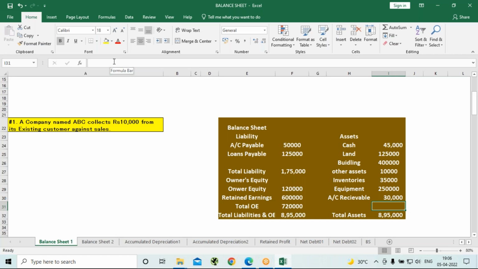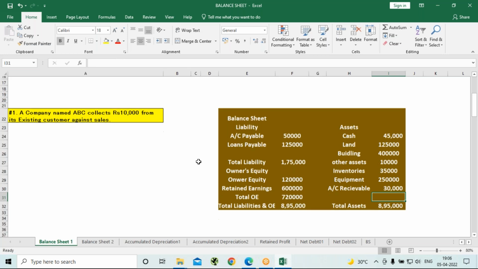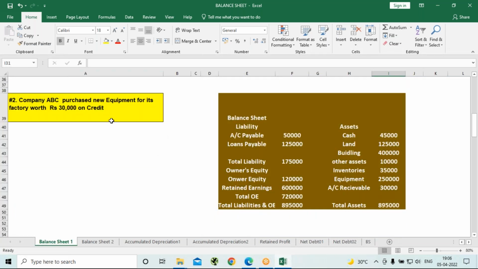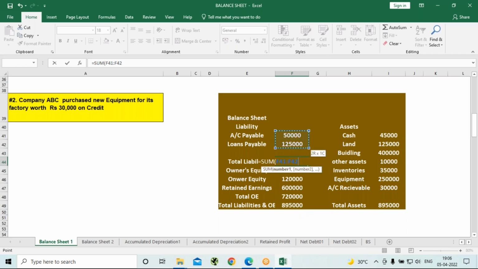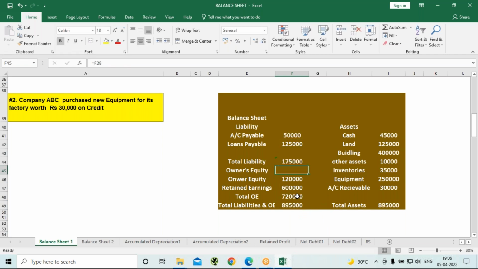Okay, so this is how you are going to do this balance sheet. The next one is: Company ABC purchased new equipment for its factory worth rupees 30,000 on credit. Can anyone try to let me know this answer? In which all the things can we find the effect of this value? Can anyone try?